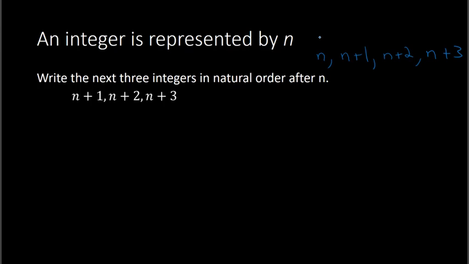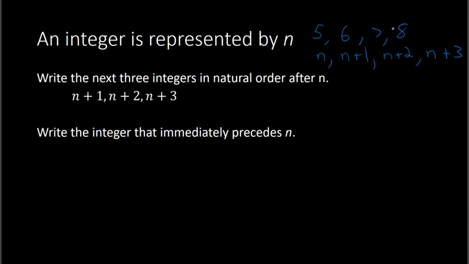So n could be anything. If n were like 5, the next number is one more than that, which is 6, and then followed by 7, and then by 8. That's what that means. n can be any number. It doesn't need to be 5, but we know that the following numbers will be increasing by 1 each time.